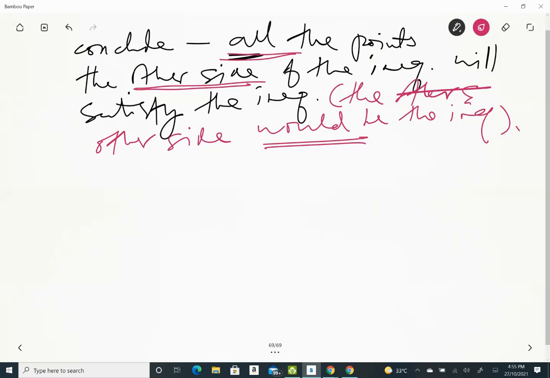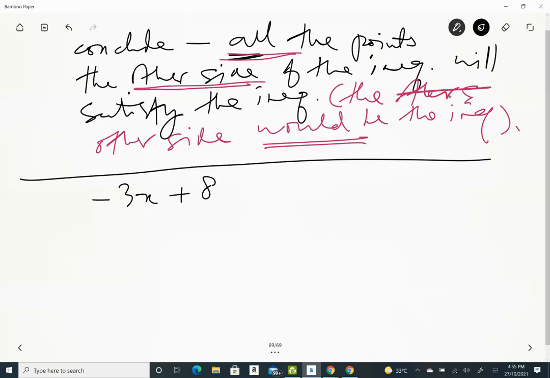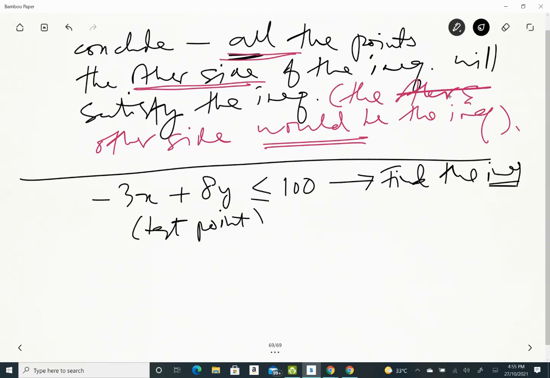So I give you another example. Let's say I give you negative 3x plus 8y less than or equal to 100. I want you to find the inequality. So what you do, you take a test point. It doesn't matter, you can take either left or right or below or above the line. Now you do the test, see whether the test point that you choose satisfies or does not satisfy the inequality.